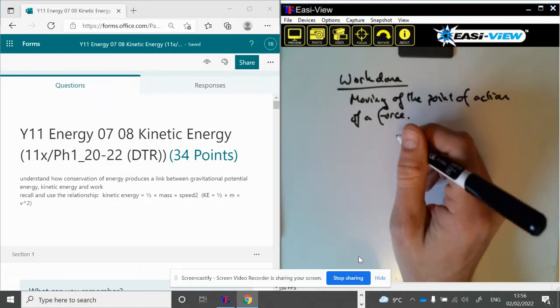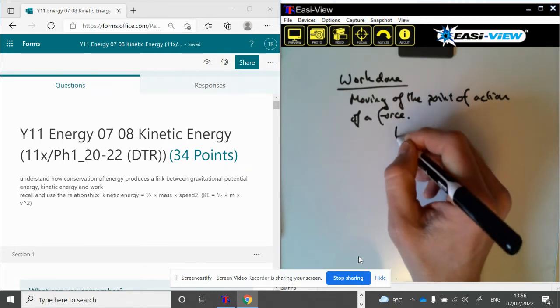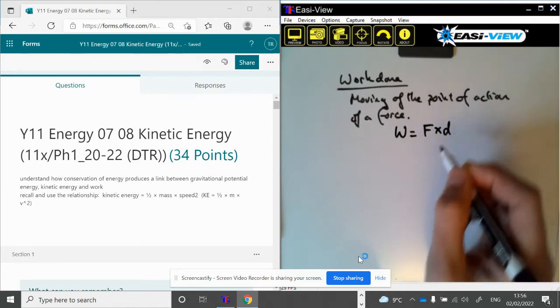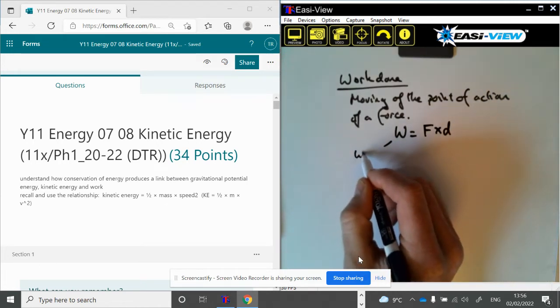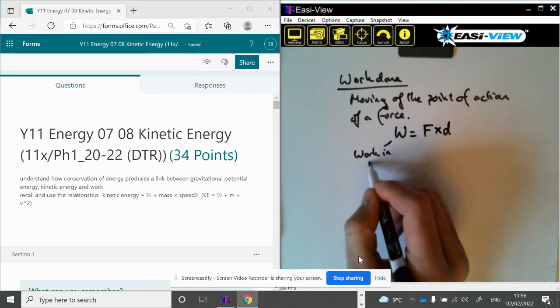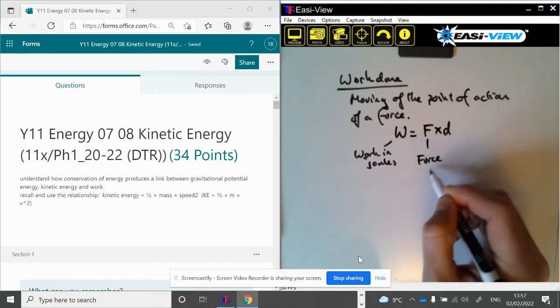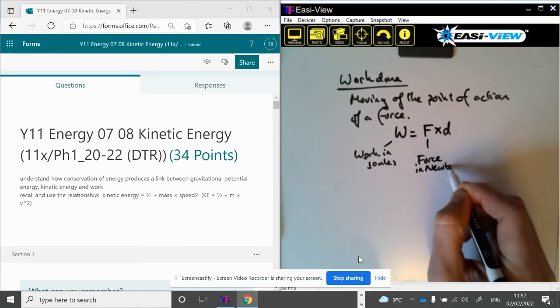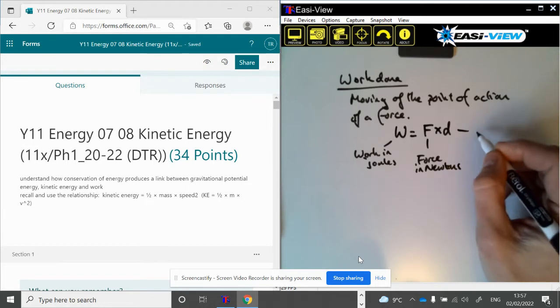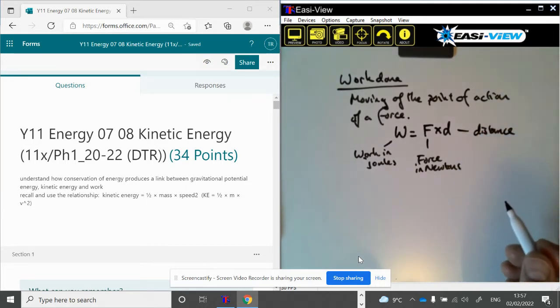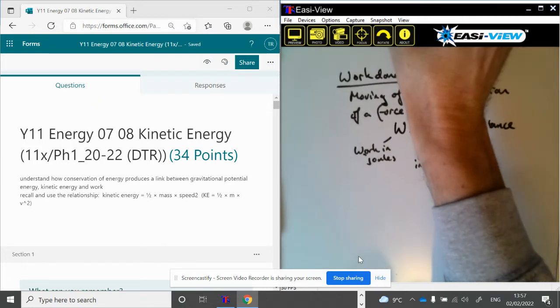So the work done, which you can write as E for energy or W for work, is the force multiplied by the distance, where W is the work in joules, F is the force in newtons, and D is the distance. And it needs to be the distance in the direction of the force, or in the exact opposite direction. Moving at 90 degrees doesn't make any difference. Okay, so that's work done.